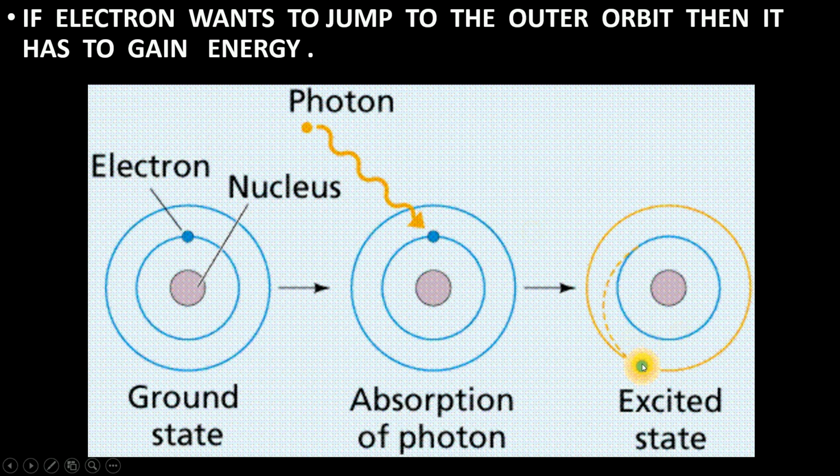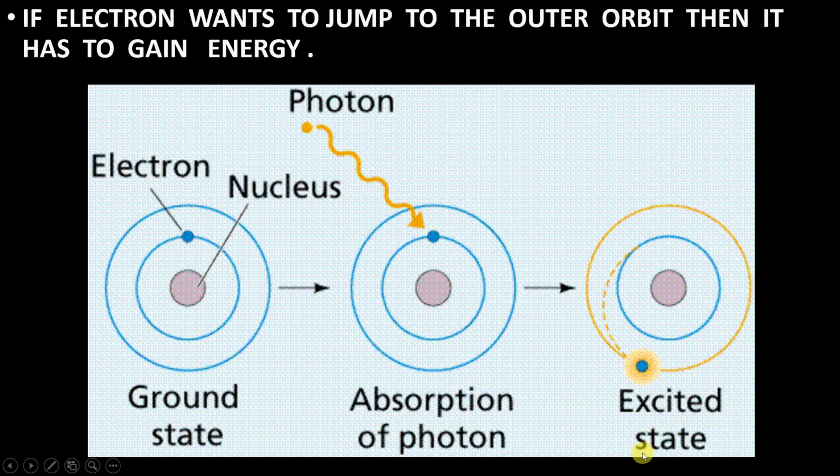But since it is the state in which it has been supplied energy, am I right? It has gone to the outer state after gaining energy. So this state of an electron is known as the excited state, in which the electron has gained energy and gone to the outer shell. It is in the excited state now, because it has gained energy.